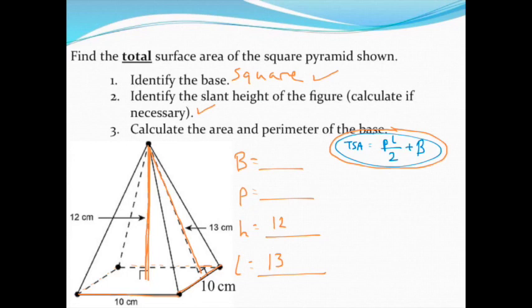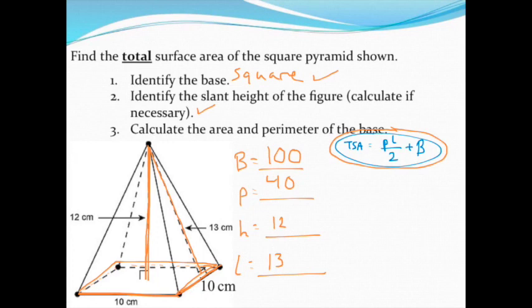So since we're dealing with a square in this case, I'm going to find the area of that square along the bottom. To find the area of a square, it's 10 times 10, or length times width, so that's going to give me a base area of 100. And then the perimeter is going to be adding up all 4 sides of the base, so 10 plus 10 plus 10 plus 10 is going to get me a perimeter of 40. Now of course finding the area of the base and the perimeter will change depending on what shape the base is, but use your formula sheet if you need help with those formulas.